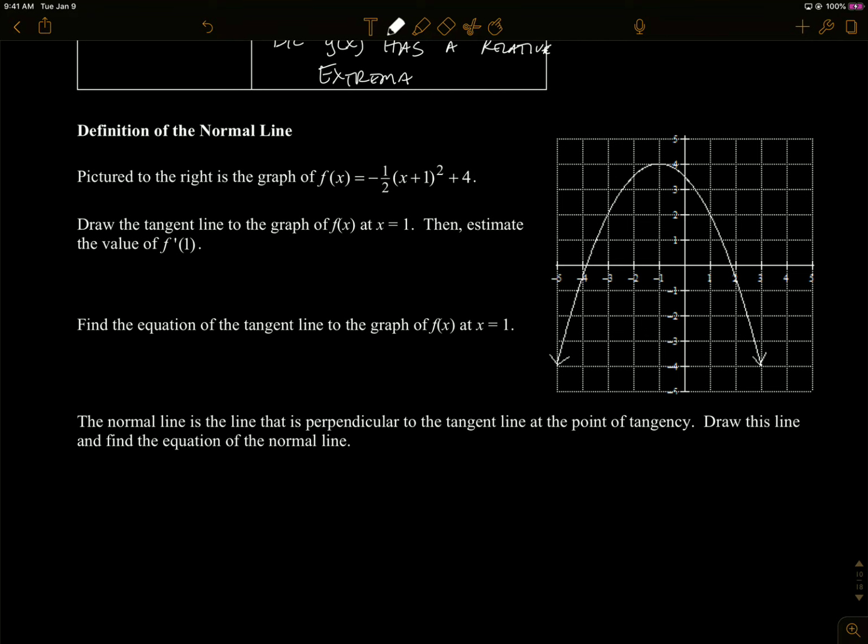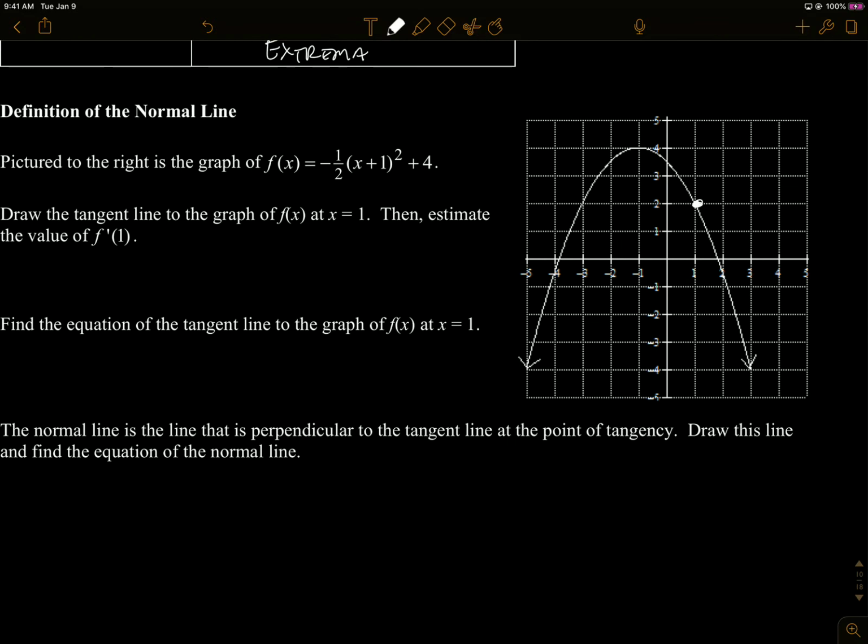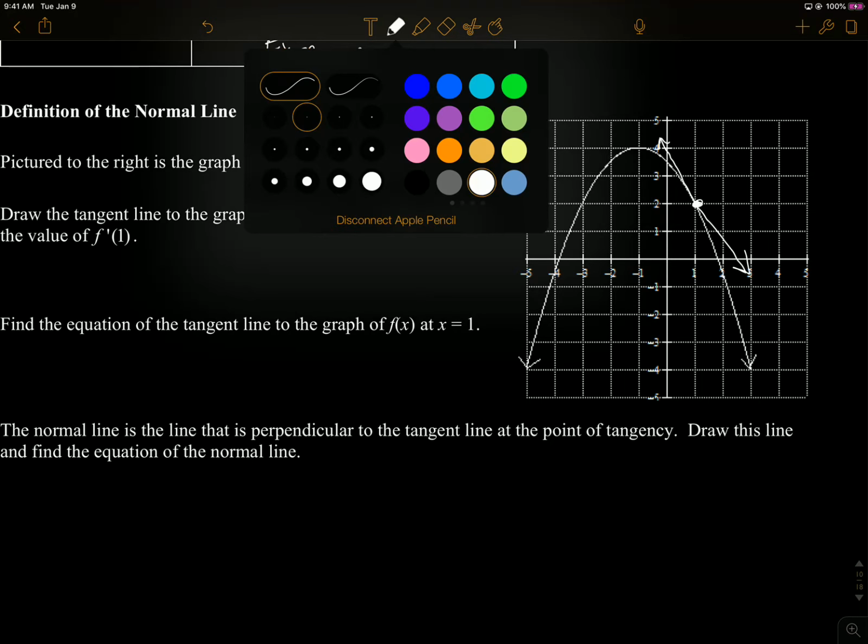Sometimes we're asked to find the normal line to a curve. So normal means it's perpendicular to something. So it's going to be perpendicular to our tangent line. So we have a graph pictured here to the right. Draw the tangent line at x equals 1. So we'll draw our estimate of it there. There's our tangent line. There's our point of tangency.